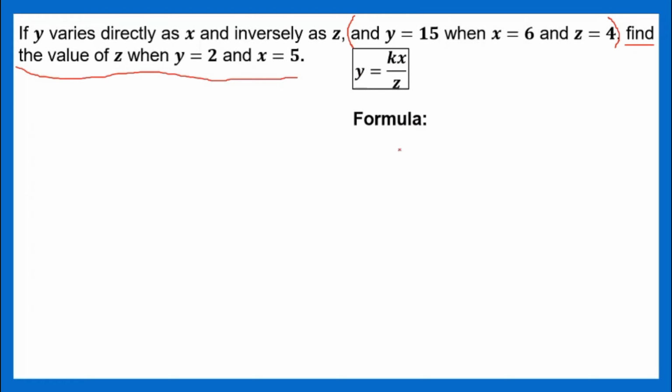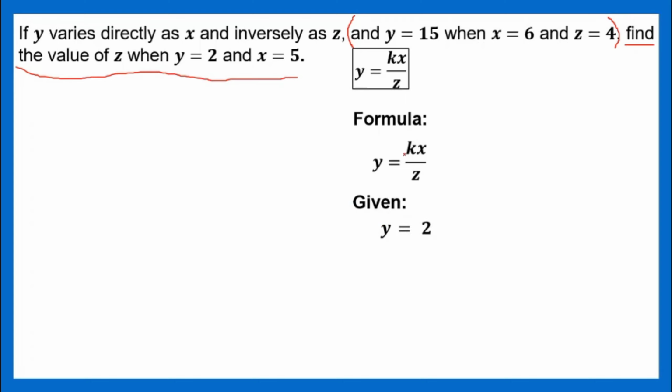Ayan. So, formula, ayan, kopya. Y is equal to kx over z. So, let's try to have the given. So, wag natin itong pansinin. Ignore muna natin for now. So, magiging siyang ganito. Yung y natin ay 2.